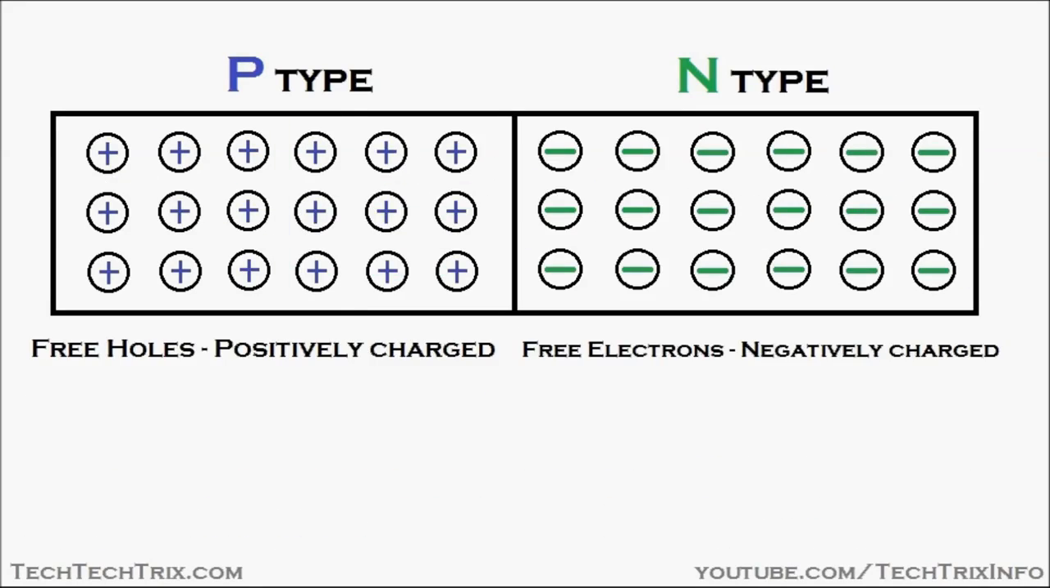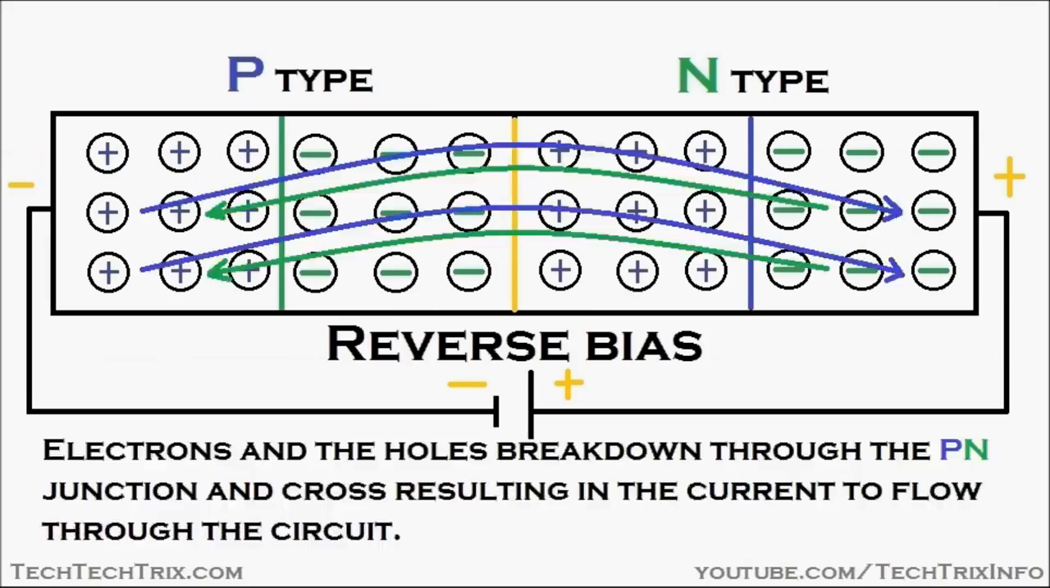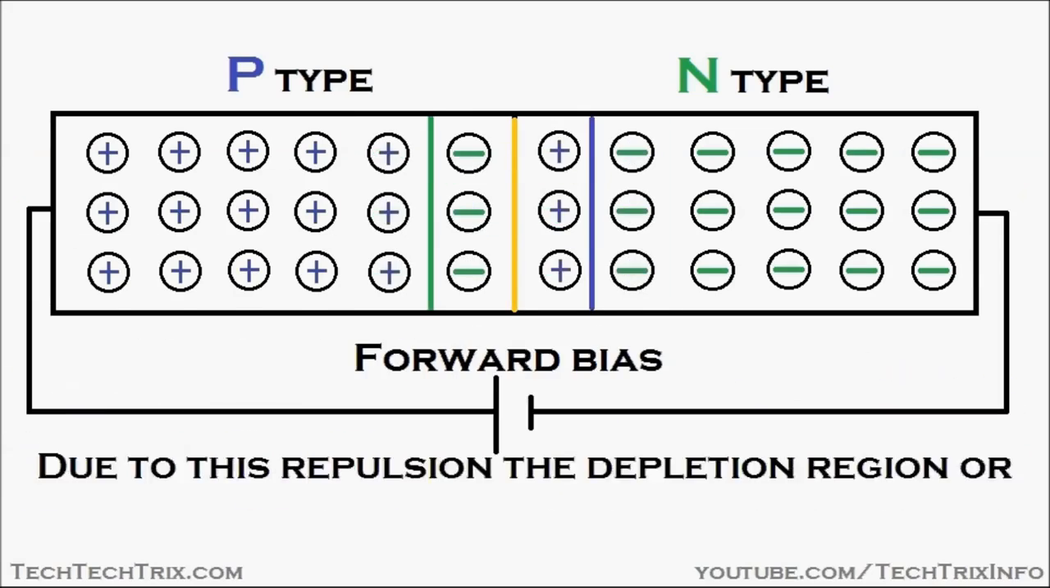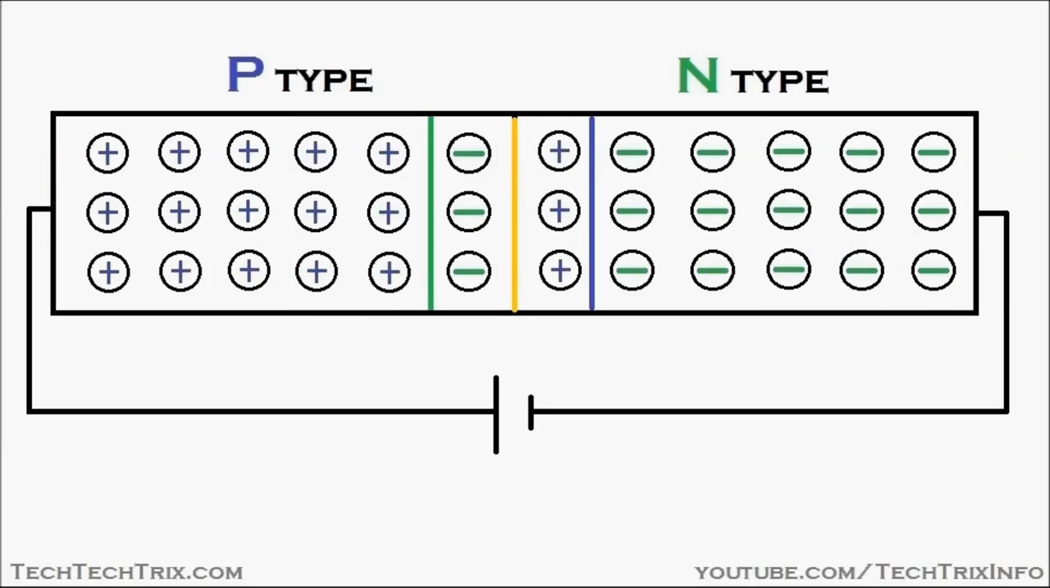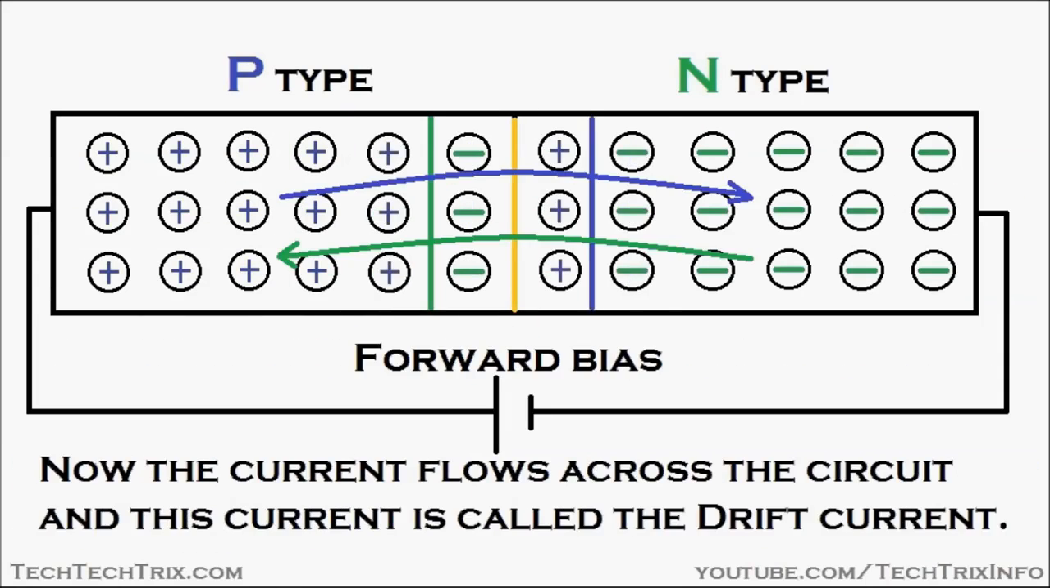This tutorial animation covers how a PN junction semiconductor works, what is forward bias and reverse bias, what is diffusion current and drift current, and what is avalanche breakdown.